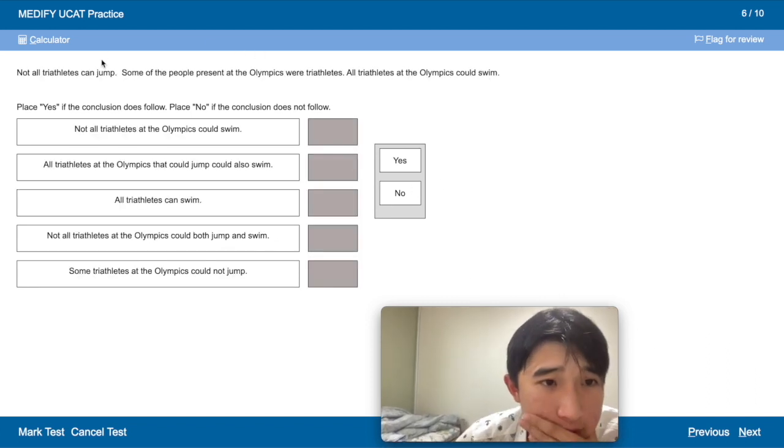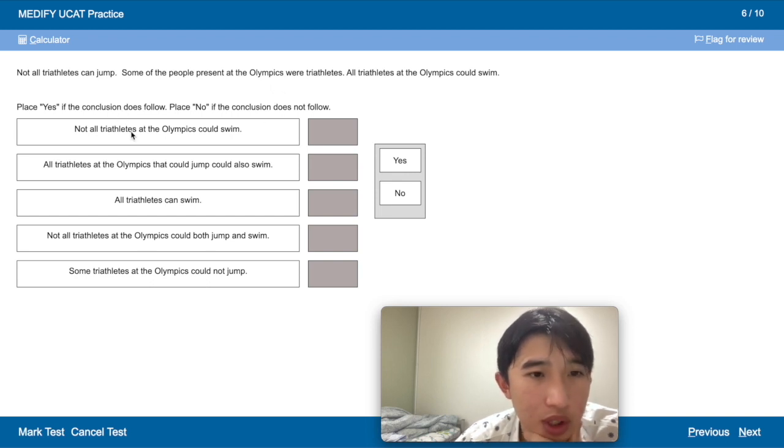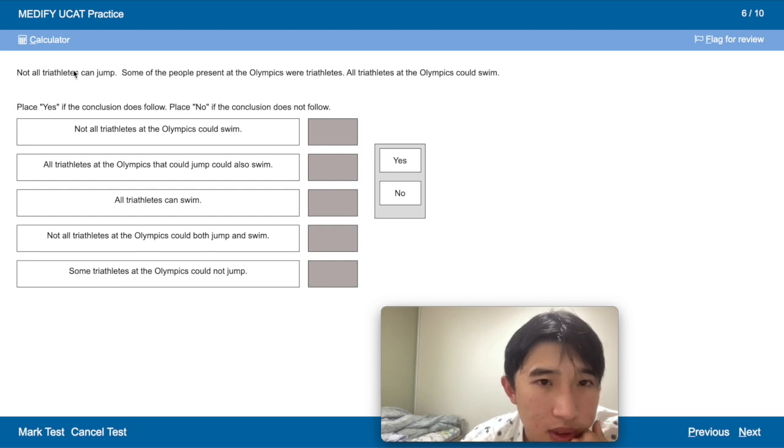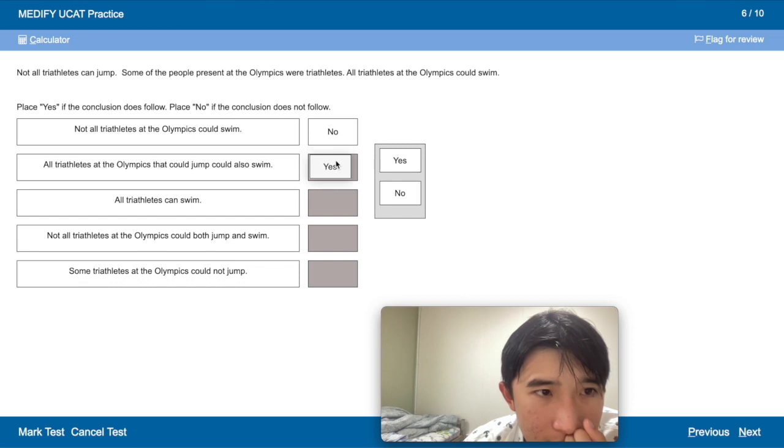Not all triathletes can jump. Some of the people present at the Olympics were triathletes. Not all triathletes at the Olympics could swim. False. All triathletes at the Olympics could jump, that could jump, could also swim. Yes. All triathletes.